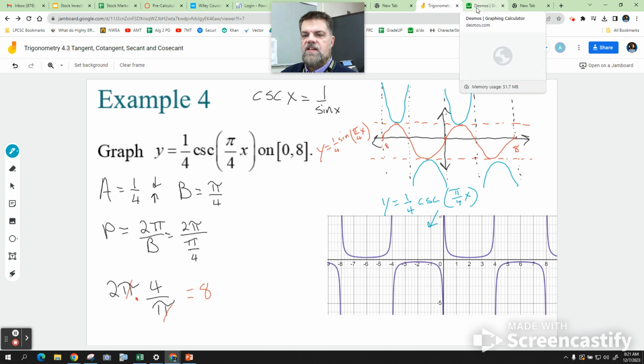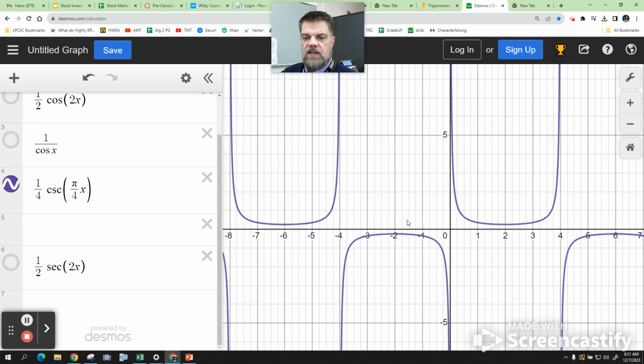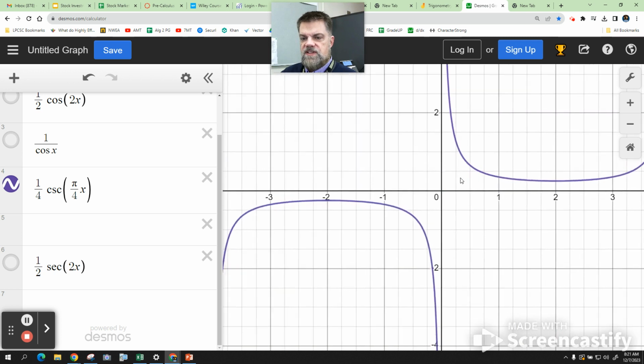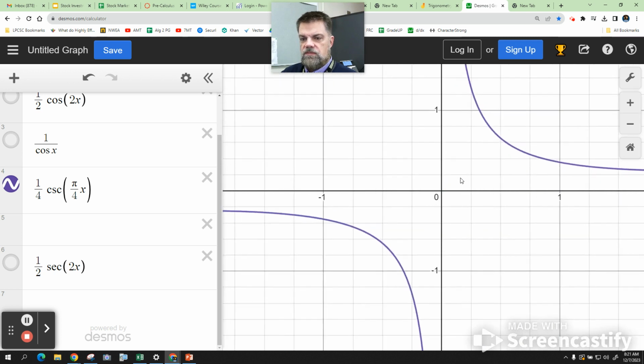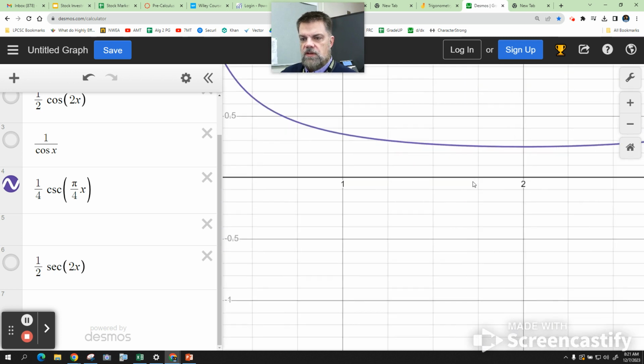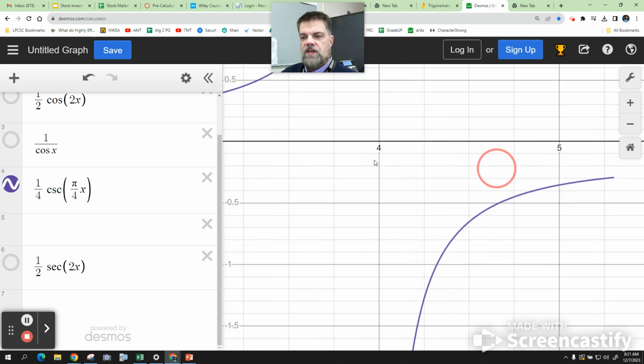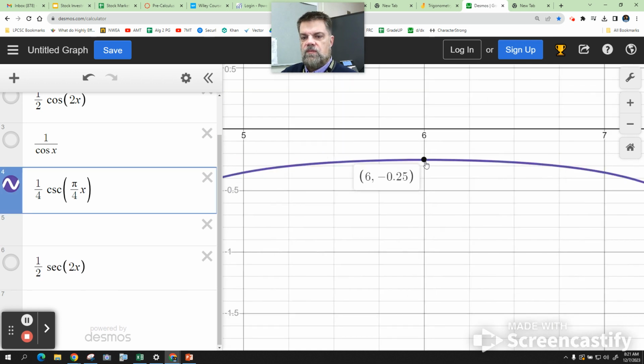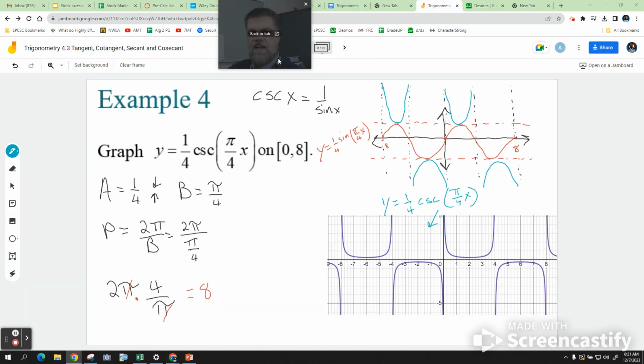I'd have to zoom in. When I zoom in, you could see that that's 1/4. It gets pretty darn close to 1/4, actually touches 1/4. And if I zoom in over here, it goes to negative 1/4. Okay. All right, let's do these last two example problems.